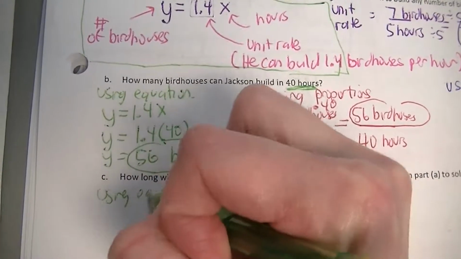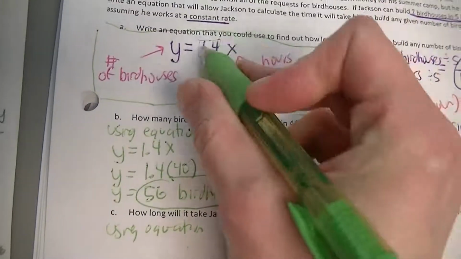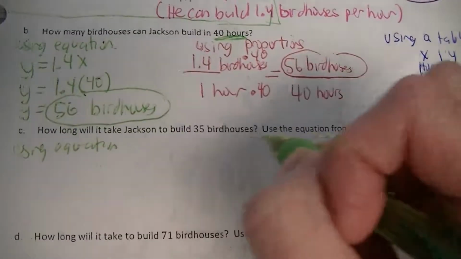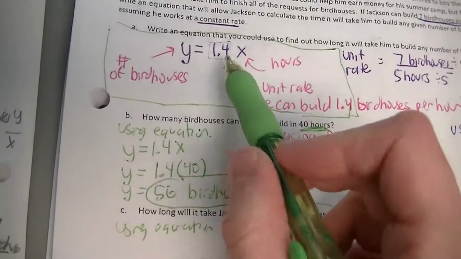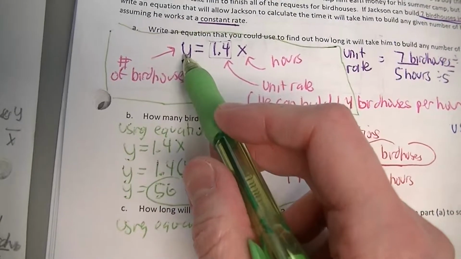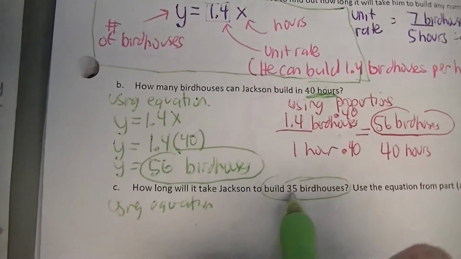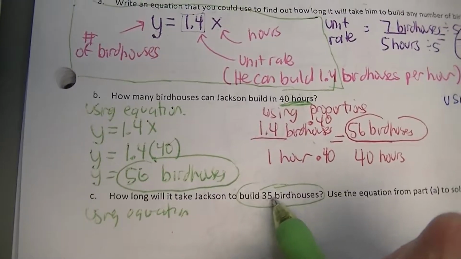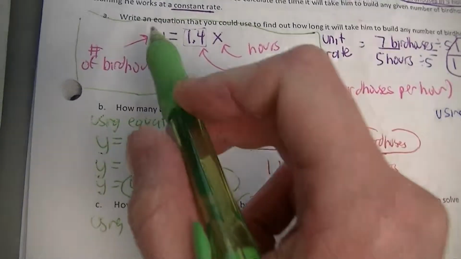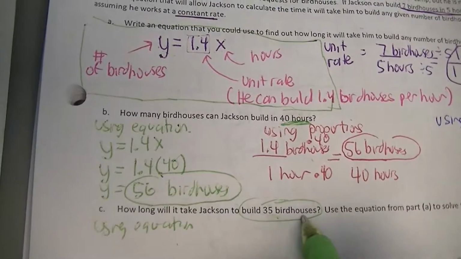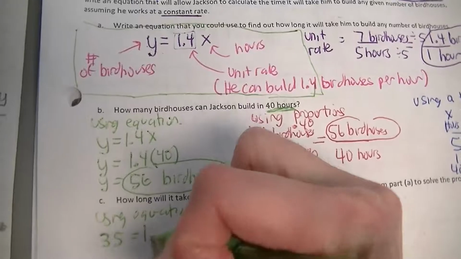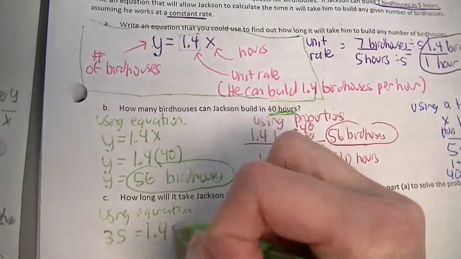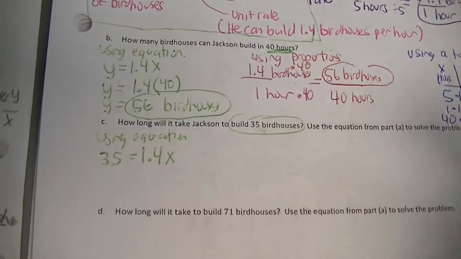So using the equation, this one right here, and what were they talking about? Oh, 35 birdhouses. He's building, and they're wondering how long it'll take. So see how it's completely labeled up there? How long will it take to build 35 birdhouses? We got to figure out where to put that 35. Do you substitute it in for the y or for the x? Think about it. It says birdhouses, so you plug it in for birdhouses. So instead of the y, you're going to put a 35. Keep your unit rate, and we don't know how many hours yet, so we're going to keep that as a variable until you solve for it.